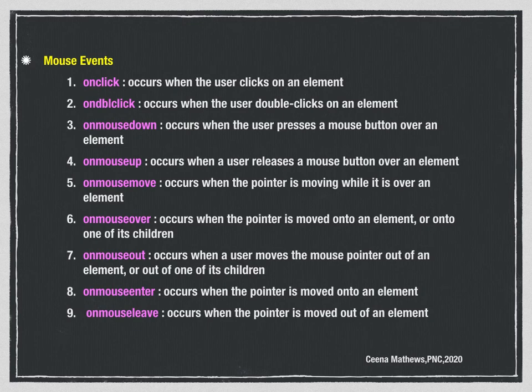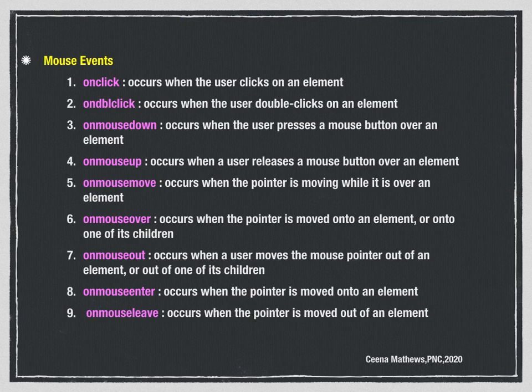Next is about the mouse events. The first one is on click. This occurs when the user clicks on an element. When the mouse button, left button is clicked on an element, this event occurs.